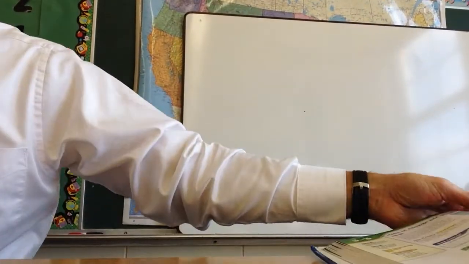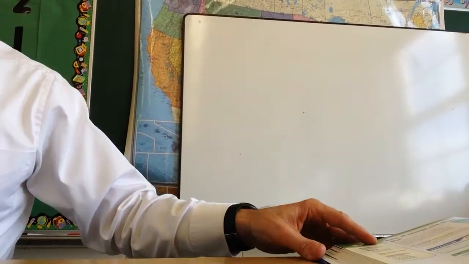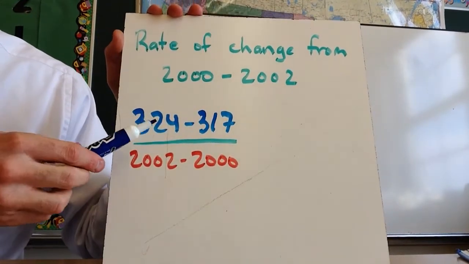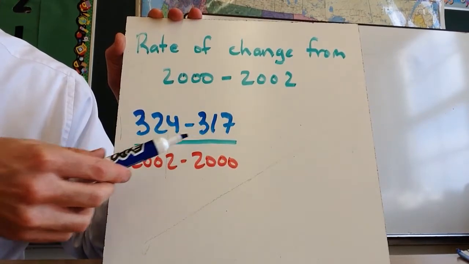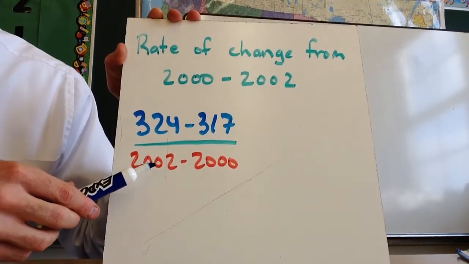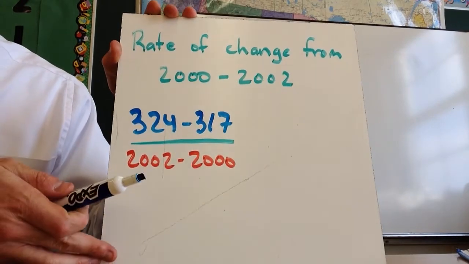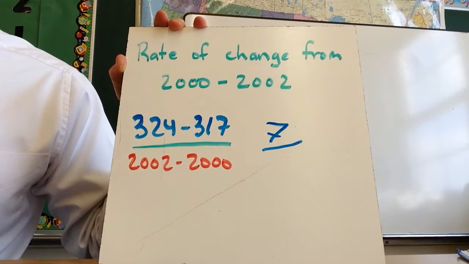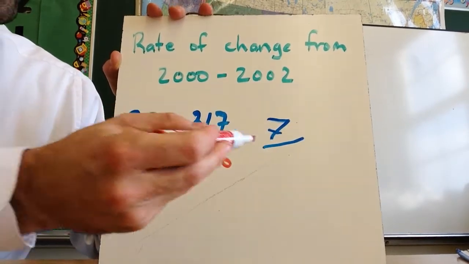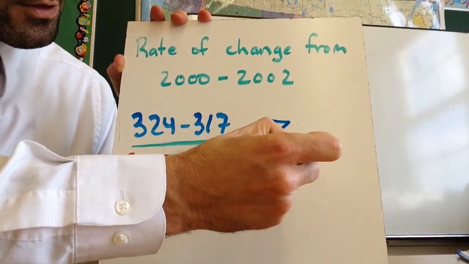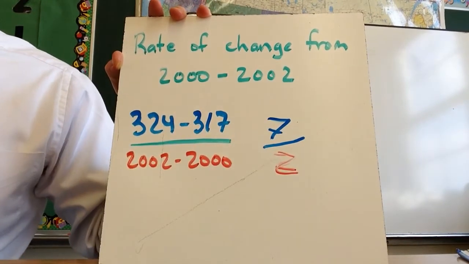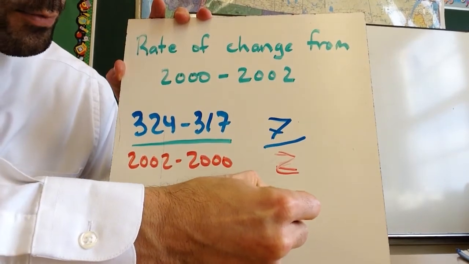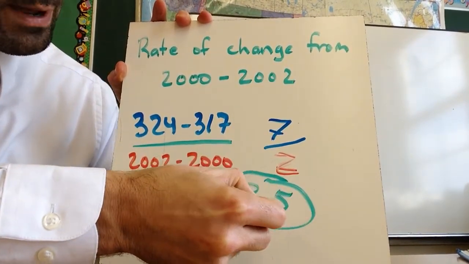So if we take a look at what the rate of change would be, I need to set that up as a fraction. So I'm looking at my change in y, 324 minus 317, over my change in x, 2002 minus 2000. So this becomes 7, and then 2002 minus 2000 is 2. Then when I go 7 divided by 2, I end up with an answer of 3.5.